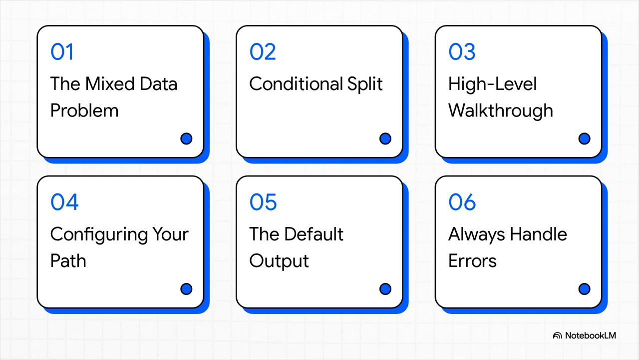So here's our game plan. We're going to start by laying out the problem, this idea of mixed data. Then we'll introduce the solution, the conditional split. We'll do a quick walkthrough of how it works, and then we'll get into the really important stuff, how to configure it, why that default output is so critical, and the golden rule of always handling your errors. It's a nice, clean journey from a common problem to a really solid solution.